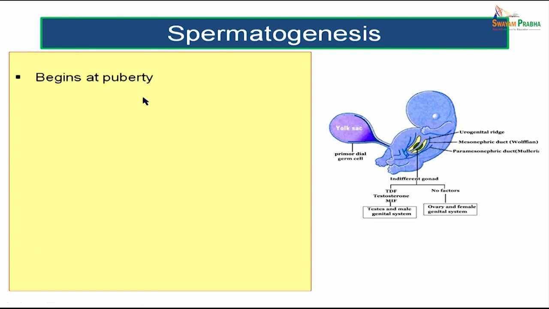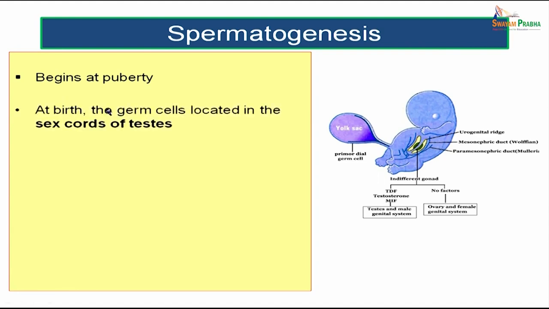So spermatogenesis, when we compare with oogenesis, begins only at puberty, whereas oogenesis starts before birth. So what about at birth? At birth, the primordial germ cells are simply located in the sex cords of the testis.